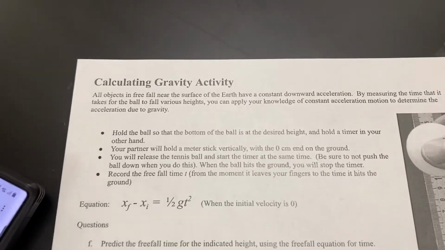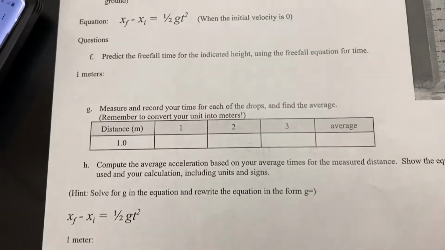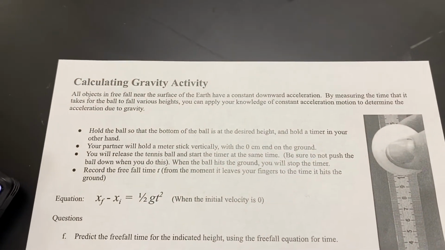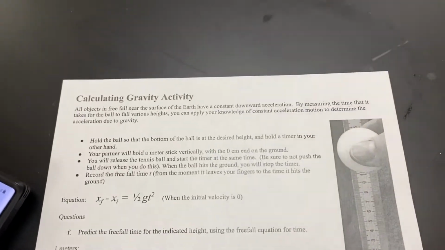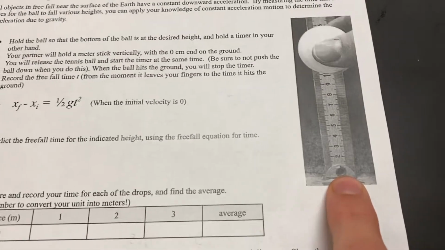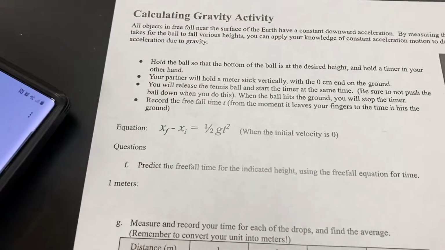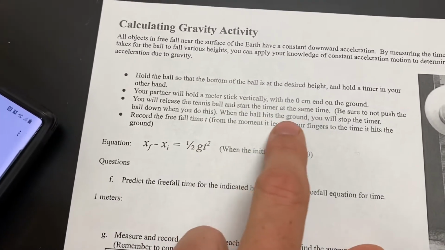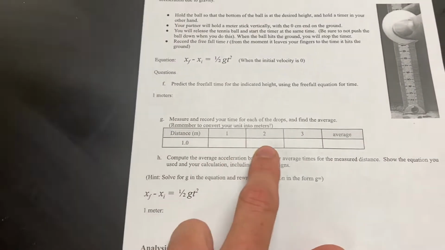And here's how we're gonna do it. We're gonna hold the ball so that the bottom of the ball is at the desired height. Our desired height, as you see here, is 1 meter. And then we're gonna hold the timer in your other hand. Now, my partner is gonna hold the meter stick vertically with the 0 centimeter end at the ground, just like in the picture here. Notice how the bottom is at the desired height of the tennis ball. Release the tennis ball and start the timer at the same time, and then we're gonna stop the timer when it hits the ground. We're gonna record the free fall time, and we're gonna do this for each of the 3 trials.